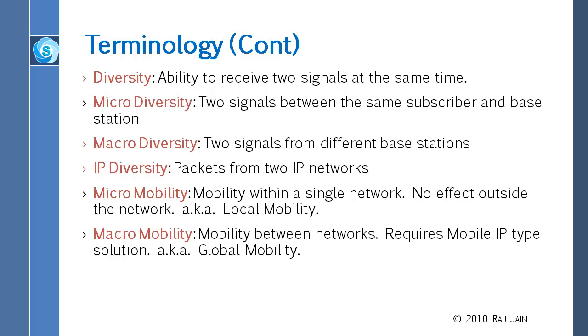Micromobility is moving on the same network, and macromobility would be moving between different networks. That's where you need mobile IP. If you have macromobility, then only you need to worry about mobile IP. Because if you're just moving between base stations without changing subnet, then mobile IP can't do much for you. You're not even changing the address. There is a slight fine point here: we have three diversities, but only two mobilities. And while macrodiversity relates to base stations, macromobility relates to IPs.